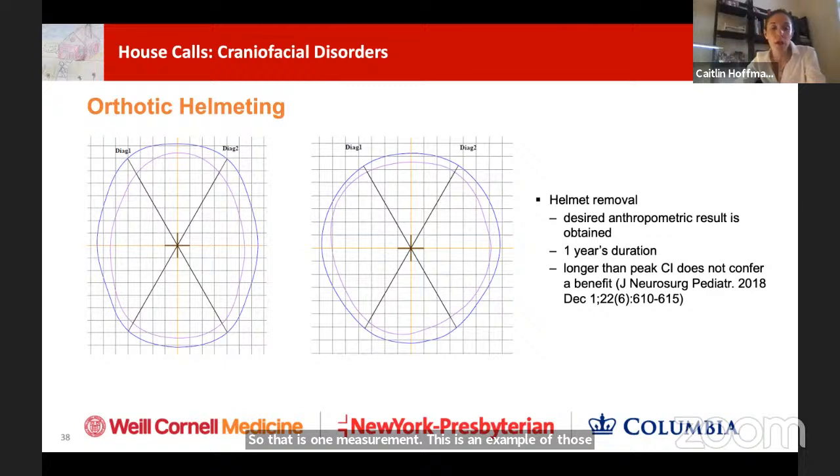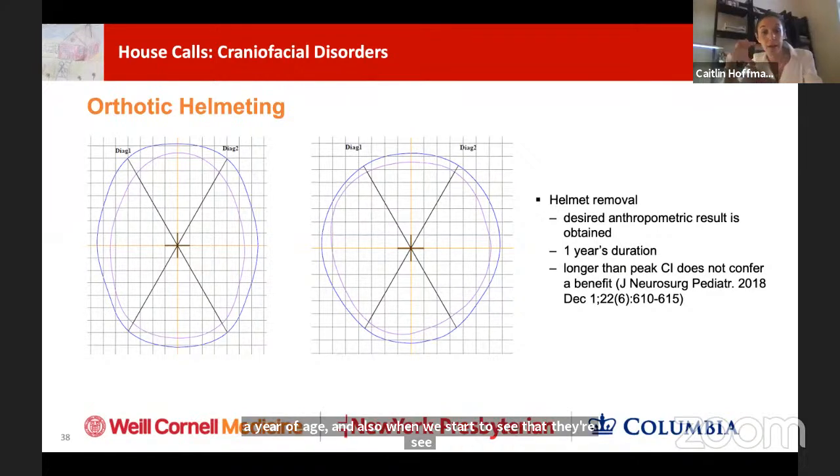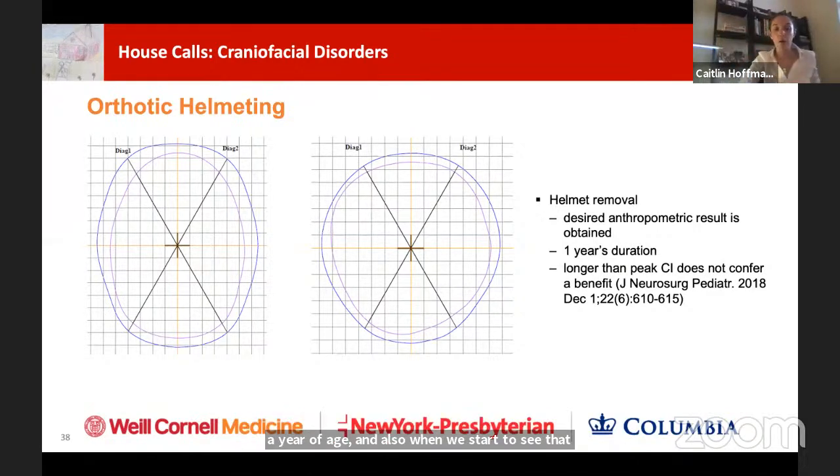And when a child has started to approximate better those normative shapes and sizes, then we will start to consider removing a child from a helmet, also when they get to a year of age. And also when we start to see that their CI or the cephalic index is remaining stable over several visits, we know that additional helmet therapy will not confer any additional benefit. And so those are some of the metrics that we currently use.